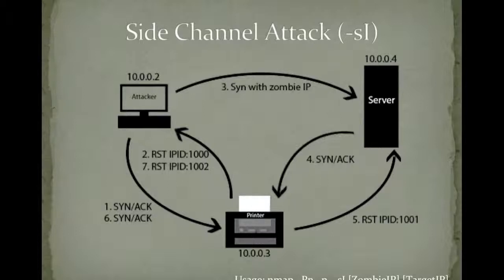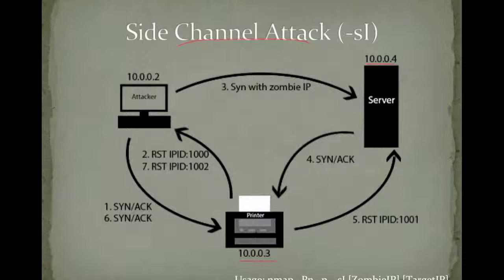So I'll show you how this is useful. Here's a usage of this. It's nmap -Pn, which is skip host discovery. -p- searches for all ports. -sI is a side channel attack, and you would put in the zombie IP and the target IP. Now this is your zombie right here, and this is your target right here. You definitely want something that's very quiet on the network, and the reason a printer is a good example is because printers usually just sit in an office and don't do much. I'll tell you why this is important in a minute.